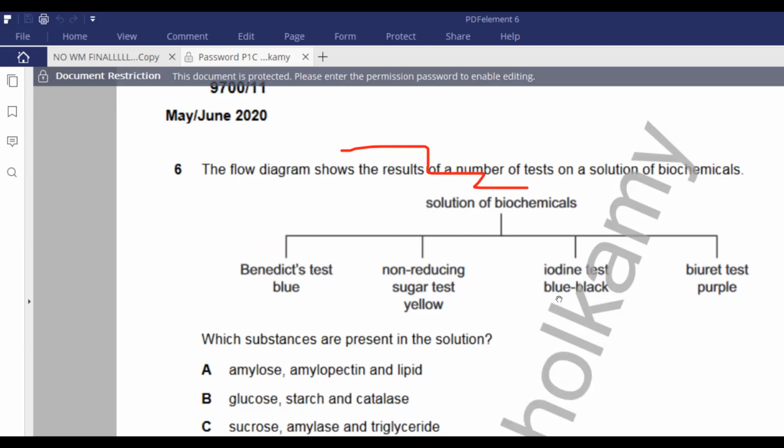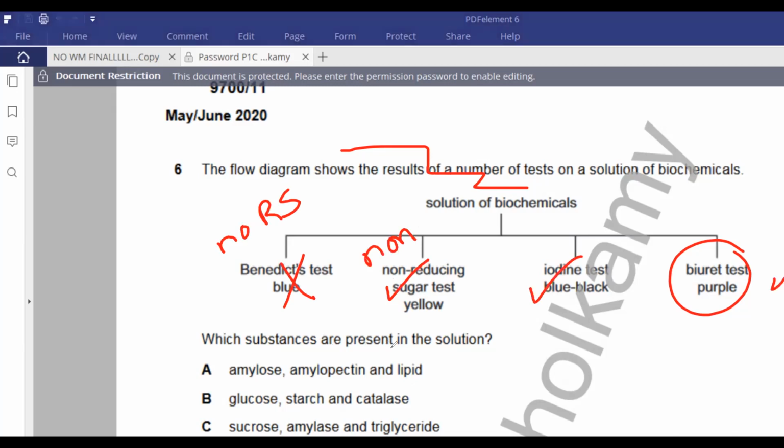Now, the iodine test was blue-black, so does it contain starch? Tell me, Abdullah, does it contain starch if the iodine test is blue-black? Yes, it does, very good. And the biuret test is purple, so does it contain protein? Yes. So it does not contain reducing sugar, but it does contain non-reducing sugar, and it does contain starch, and it does contain protein.